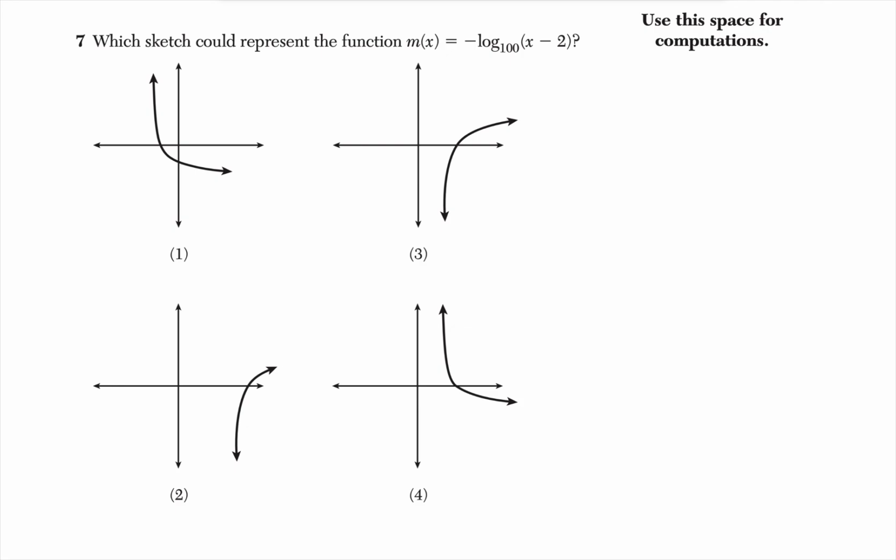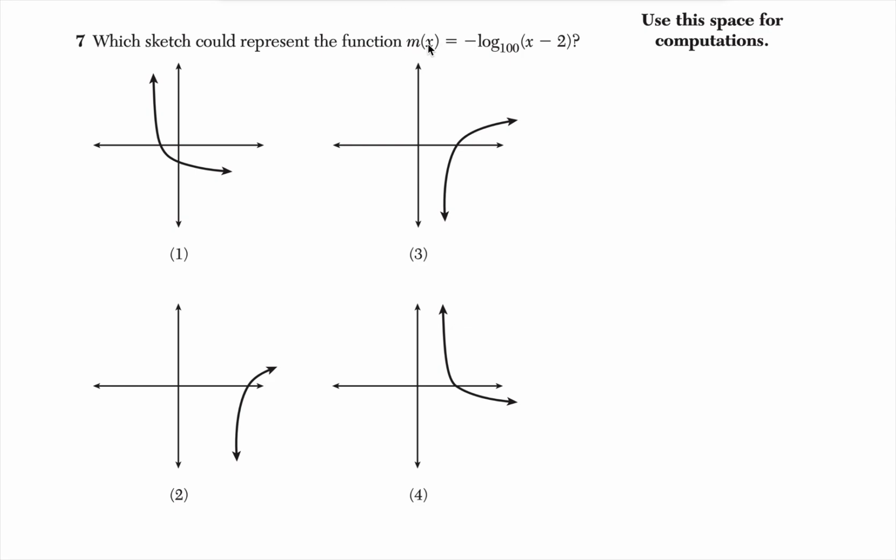For the second set of problems from the August 2022 Regents, this is 7 through 12. The first one we're looking at is asking us which sketch could represent the function m of x equals negative log base 100 of x minus 2.